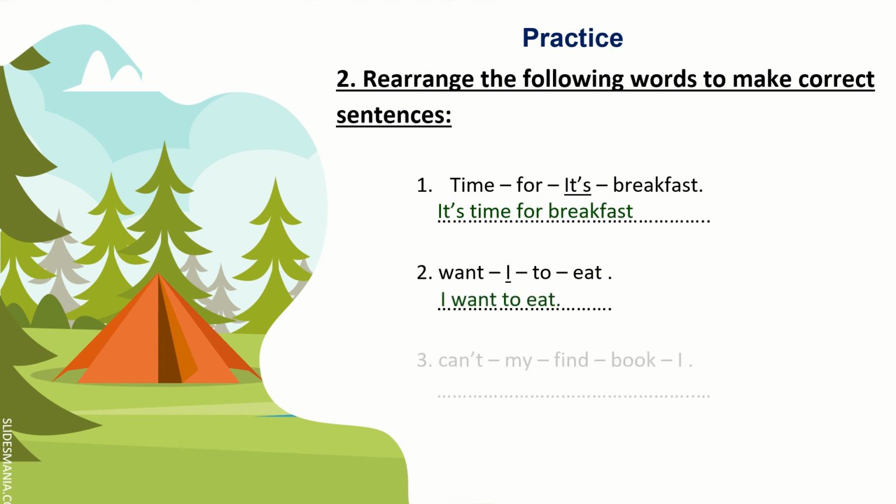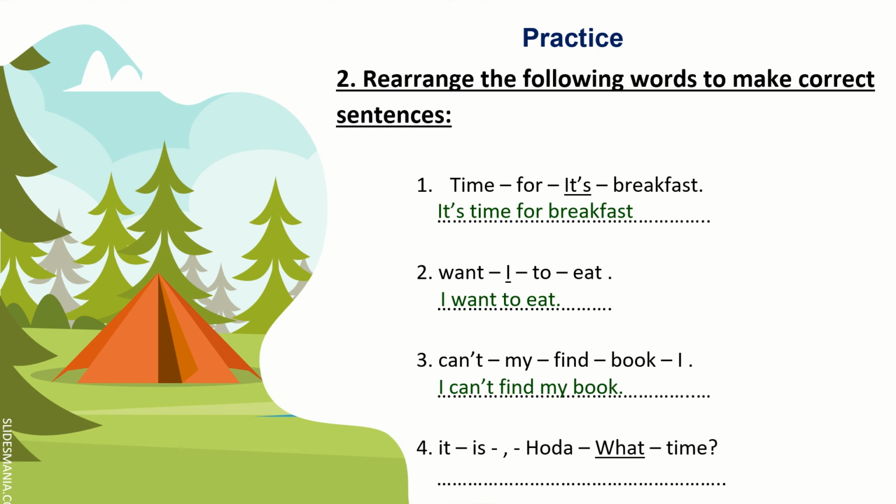I want to eat. Can't my find book I? Well, we can start with what? With I. Then what? I book. Of course not. I find my book. Good, but we have the word can't. I can't find my book. Excellent. I can't find my book.